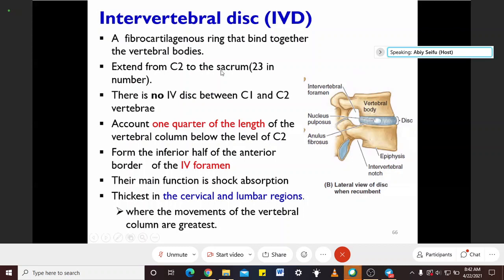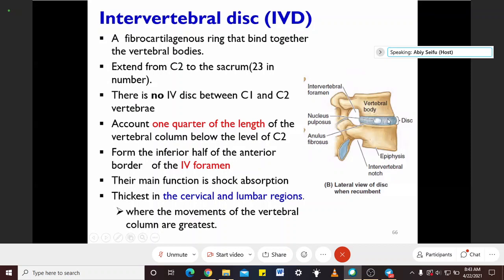First, let's see the intervertebral disc. There are 23 intervertebral discs, extending down to the sacrum. Between C1 and C2 there is no intervertebral disc, because instead there is the odontoid process that articulates with C1. So there is no disc between the atlas and axis. The discs account for one quarter of the total length of the vertebral column, which in an adult measures about 75 centimeters.